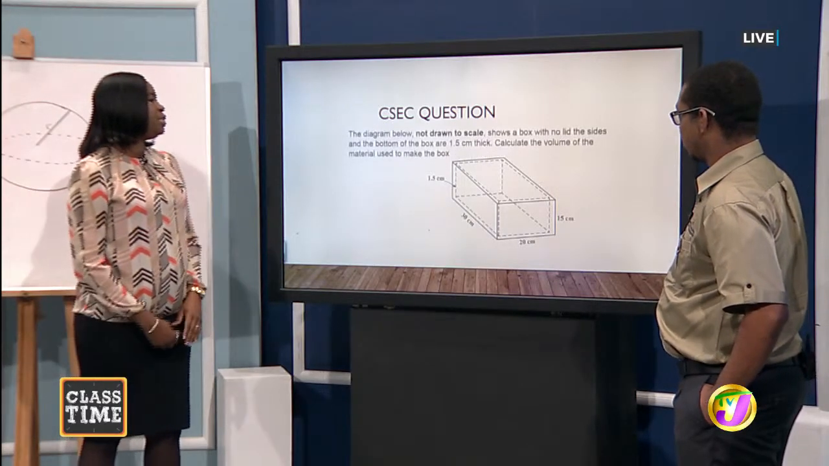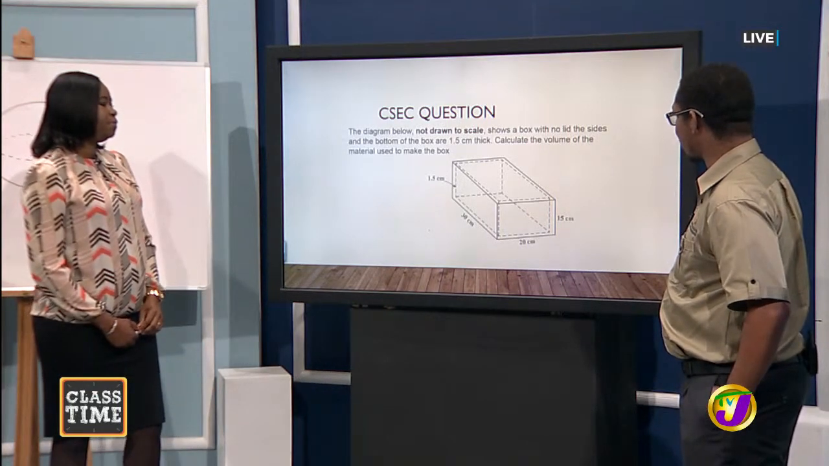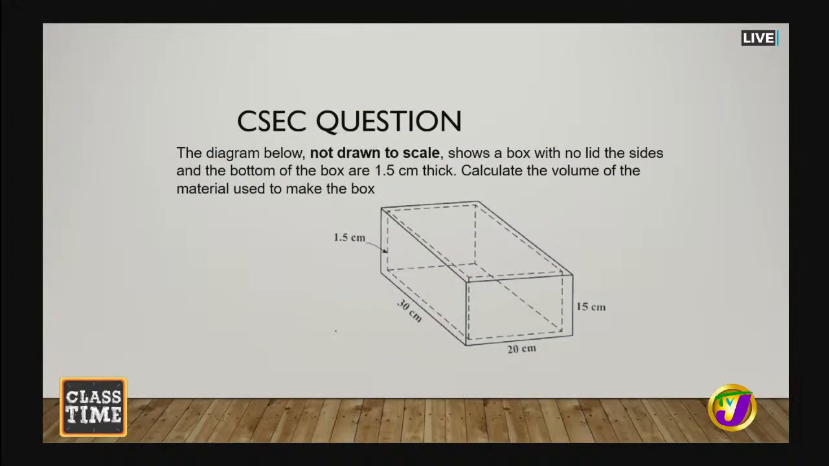Let's look at another CSEC question. The diagram, not drawn to scale, shows a box with no lid. The sides and the bottom of the box are 1.5 centimeters thick. Calculate the volume of the material used to make the box. It's similar to the one that we just did.